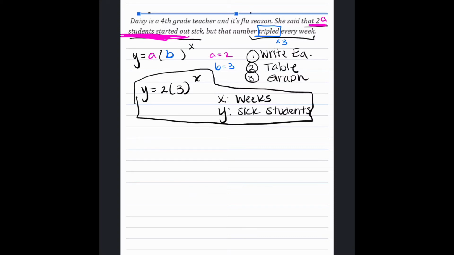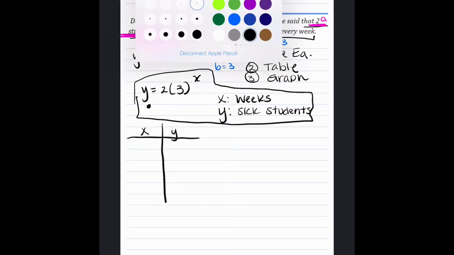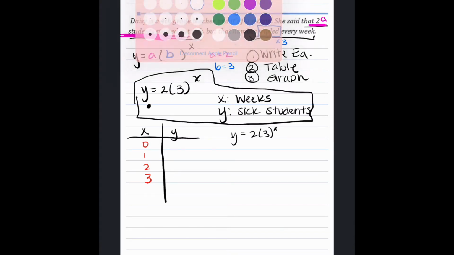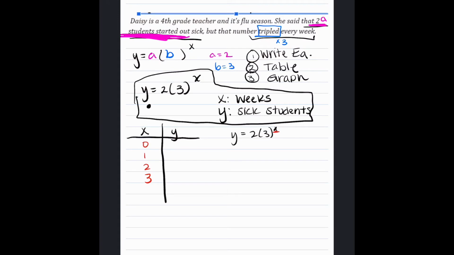So this portion here that I just boxed off is slide 12. We're moving on to slide 13, which is where you saw the video. So to make the table, I'm going to go ahead and take my x, y, and then I'm going to put random values for x. Again, I like to do 0, 1, 2, and 3. Then we're going to take that equation, y equals 2 times 3 to the x power, and I'm going to start replacing x with each of my x values in my table.